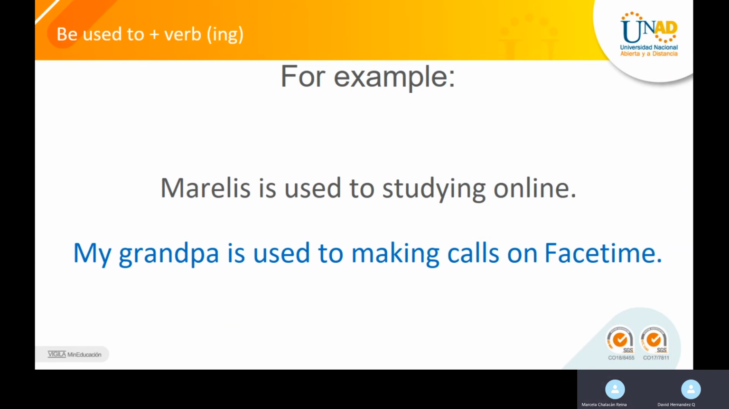She has done the study online so many times that she is used to it now. Yes. So she has passed through a process where studying online has become a custom, a routine. My grandpa has made so many calls on FaceTime that now it is a routine for him. Yes. So he is used to making calls on FaceTime. That means he has done this several times, and now she can do it with no problems.